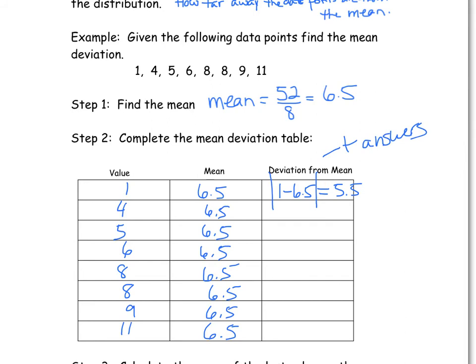And we do the same for the rest. So the absolute value of 4 minus 6.5. So the difference is 2.5. We keep it the positive number. So if you do 4 minus 6.5 in your calculator, it'll give you a negative number, but we keep it positive. So I'm going to ask you to pause the video here and complete the table.